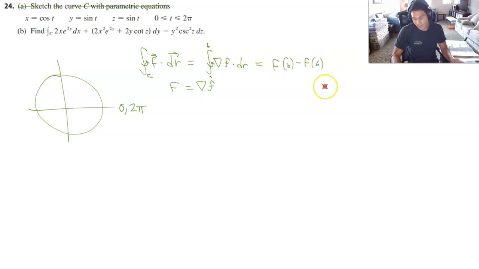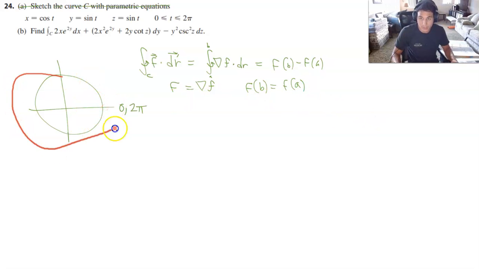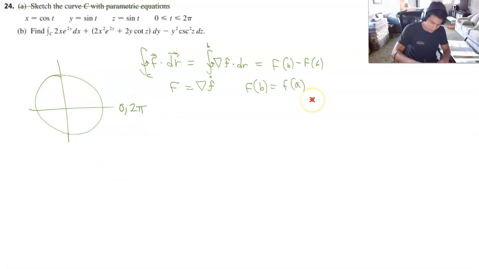And if f of b and f of a are the same thing, if, for example, f of b is equal to f of a, as we can see that 0 and 2 pi are the same point, right? They were just numerically different, but they are the same point in terms of position. Well, then if it's the same thing minus the same thing, we know that the integral of f dot dr is equal to 0, okay? So I'm arguing that this is equal to 0.